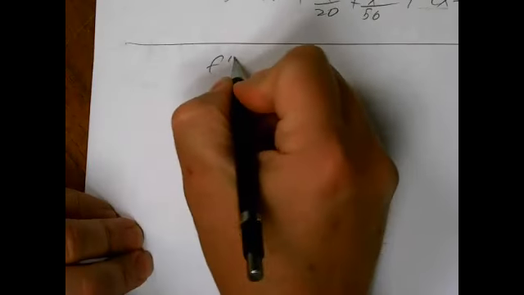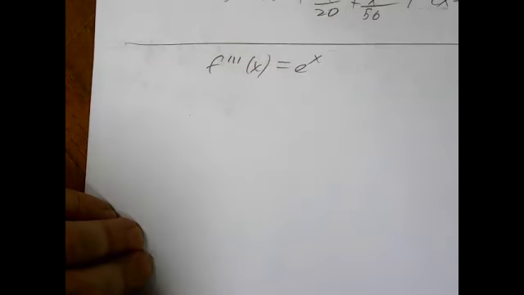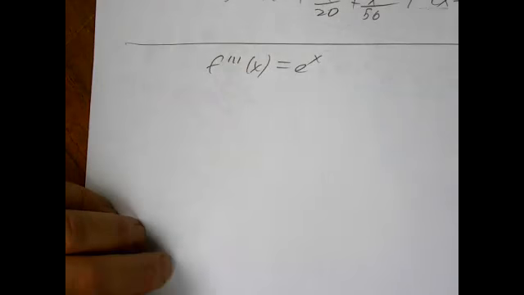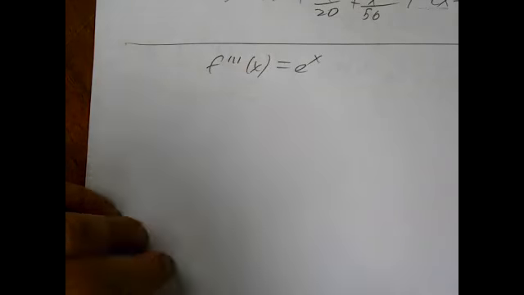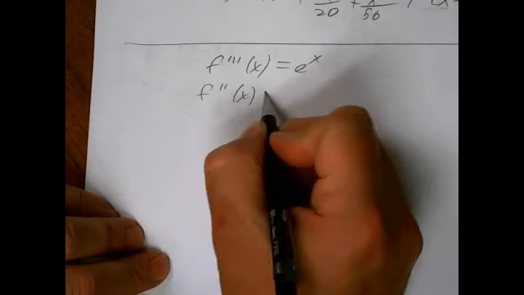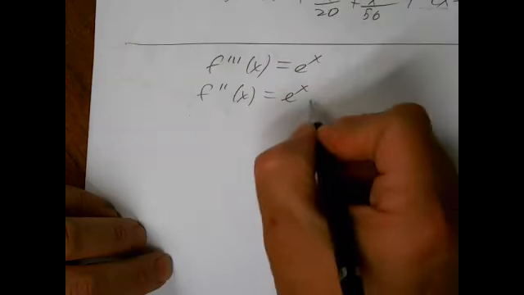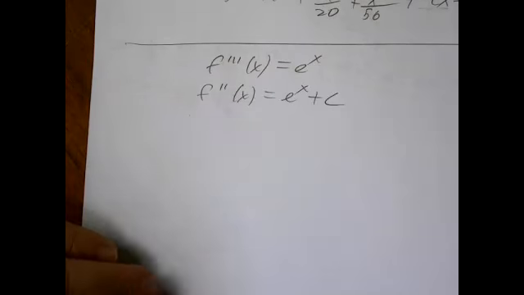If you had f triple prime of x equaling e to the x, could you work your way back to the original function? Yes. Stepping back once, f double prime would be e to the x, again, because the derivative of e to the x is e to the x. Therefore the antiderivative of e to the x is e to the x, and the most general form is plus C.